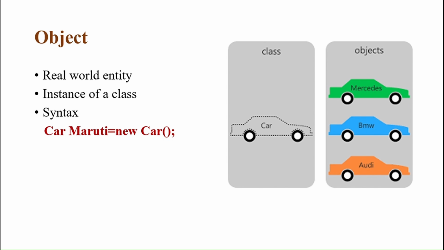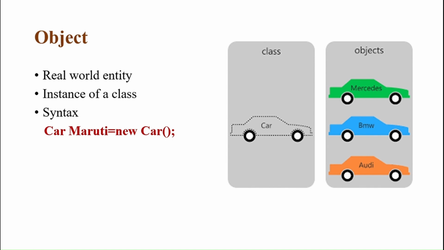Basically, the different instances of a car class, such as the Mercedes, BMW, Audi, are instances of the car class. Hence, these are known as the objects of the car class. Here is the syntax for an object. We need to define a class name, that is car. Here the object name is Maruti, and with the help of the new keyword, we create the object at runtime. Objects created with the new keyword are stored in the heap memory in Java.